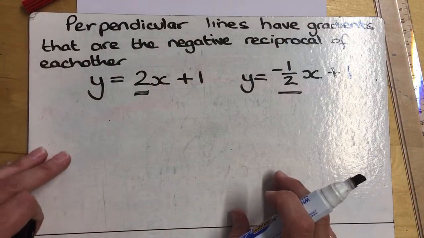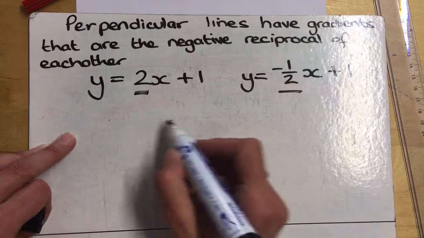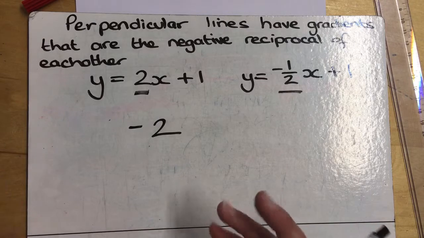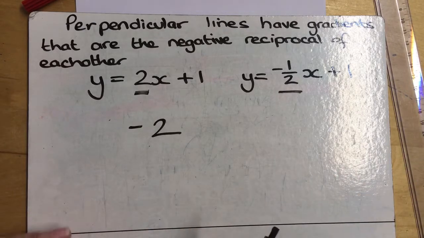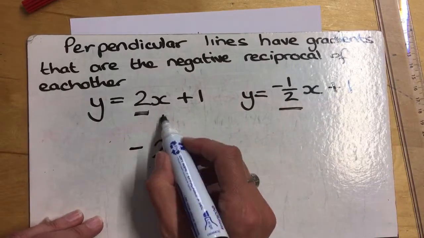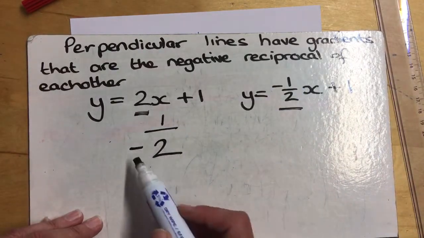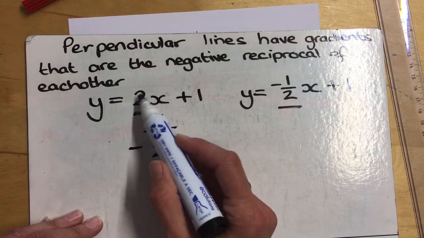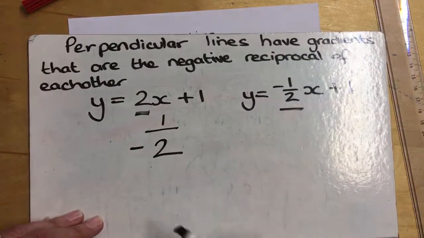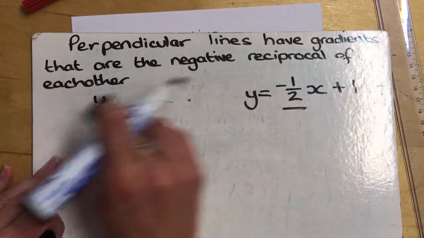What the negative reciprocal means is that we take the first gradient and we do the negative of it, and then we apply the reciprocal. The reciprocal means 1 divided by that number. So we take the 2 and we do 1 divided by 2, and it has to be the negative of this. So it's the negative, but it has to be 1 divided by it because it's the negative reciprocal of it. So we could basically take any gradients that we want.